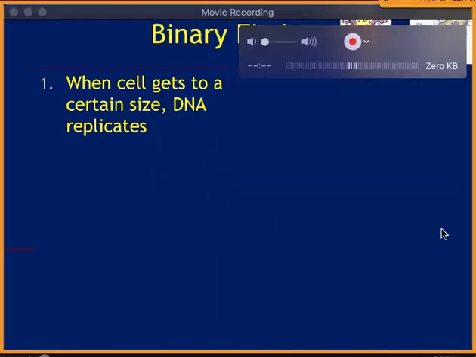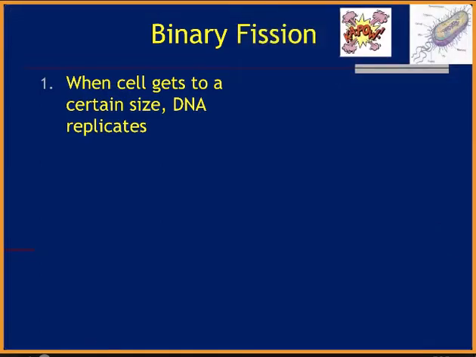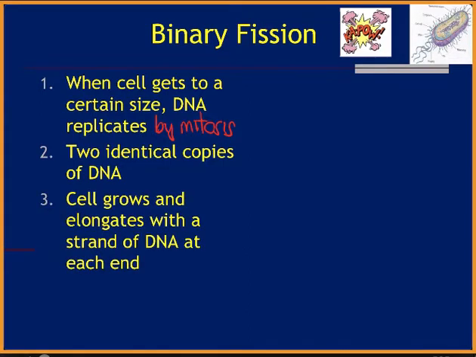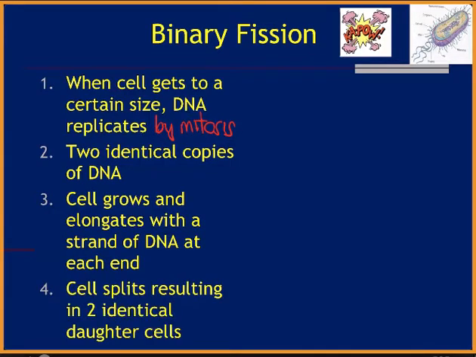Alrighty, so in terms of our blurb then, when the cell gets to a certain size, the DNA replicates by mitosis. We get two identical copies of DNA. Your cell grows and elongates with a strand of DNA at each end.